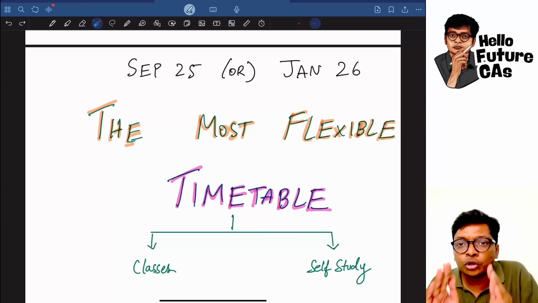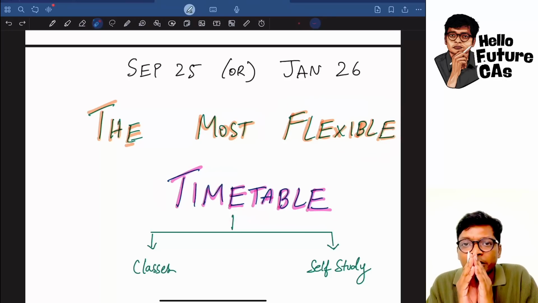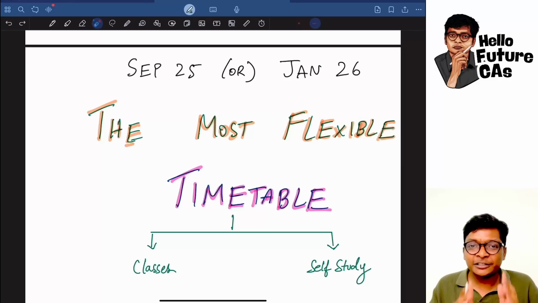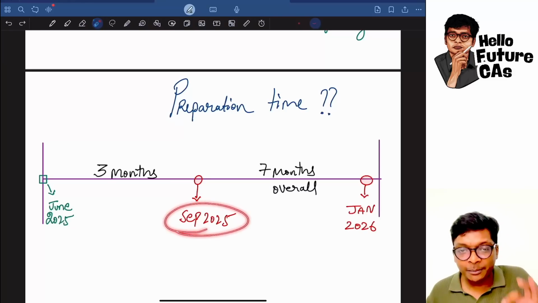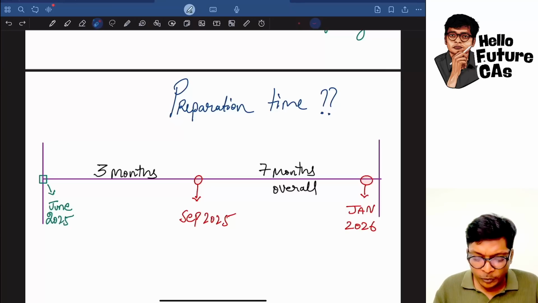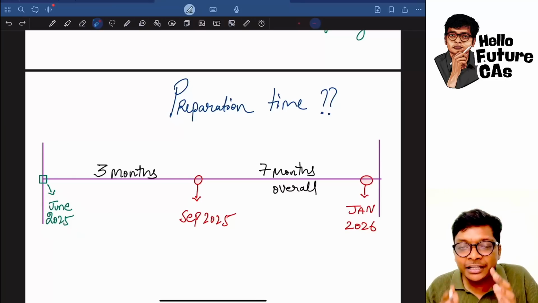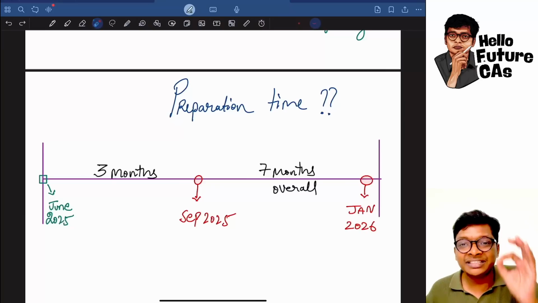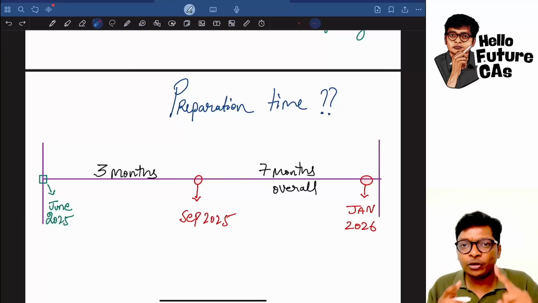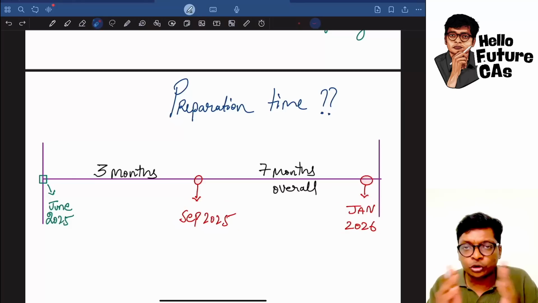To beat all those kinds of schedules is what I am introducing, the flexible timetable that will suit you for any attempt. Let me explain how this works, guys. Now, you may be a student writing the exam in September 2025. Then you will have approximately 3 months left for your exam. I'm presuming you're watching this close to the beginning of June. If you're writing the exam in Jan 2026, overall you have 7 months left. Now this timetable will definitely work for you, whether you're writing one group or both groups, or one group in September and another group in Jan. It's totally fine.